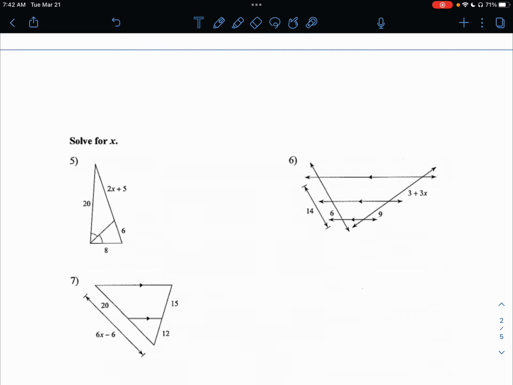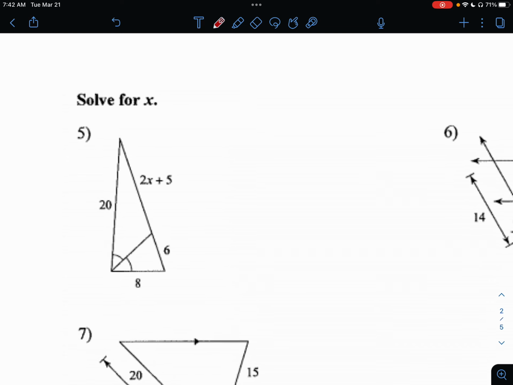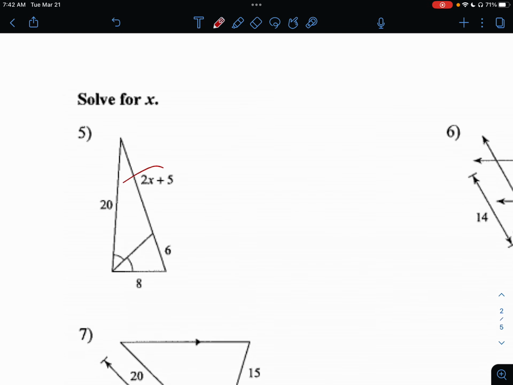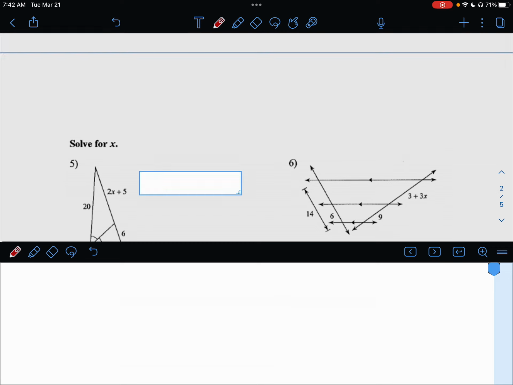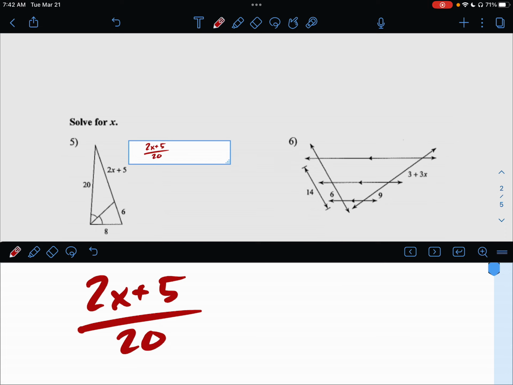This one's going to be relatively similar. It's just this time instead of just x, I have an expression for x. So it's pretty similar to number 2, where I have the 2x plus 5 and the 20 on the same triangle, and then the 6 and the 8 are on the same triangle. So what I can do here, I could say 2x plus 5 over 20 is going to equal 6 over 8.